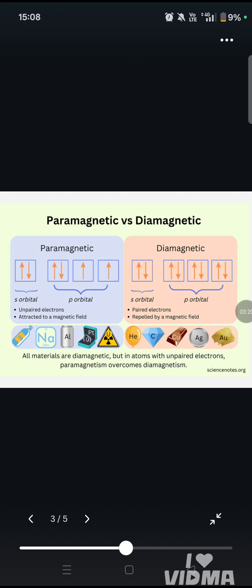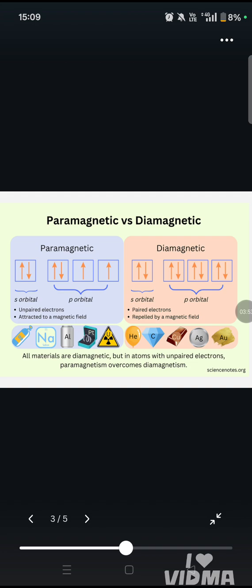Now let us talk about paramagnetic materials. In paramagnetic materials, atoms do have magnetic moments, but these moments are randomly oriented in the absence of a magnetic field. Because of this random orientation, the net magnetic moment becomes zero when no field is applied. When an external magnetic field is applied, these magnetic moments align slightly in the direction of the field.